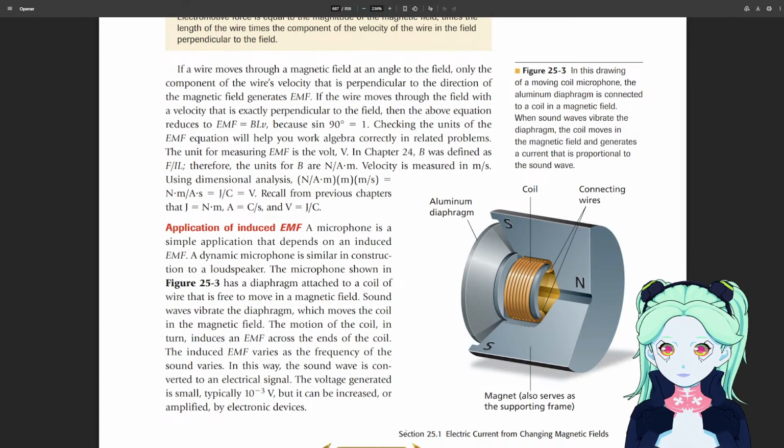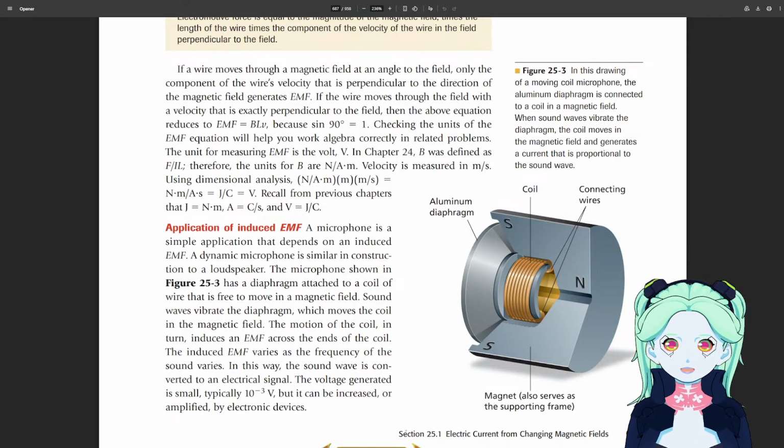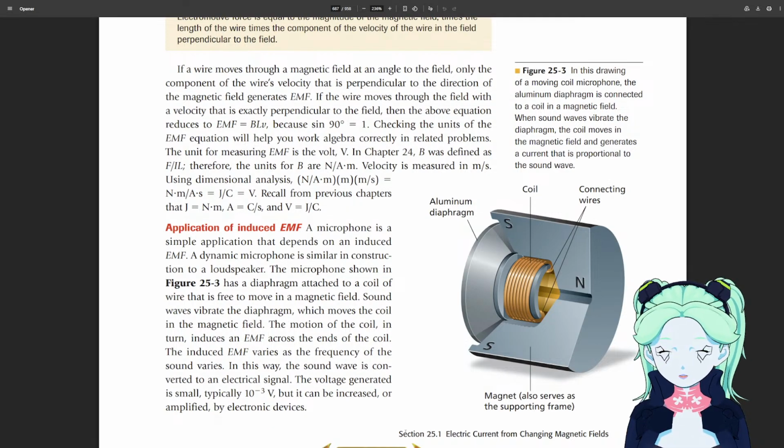Okay, so question. Can currents induced in this way be anything but AC, or are they all usually AC currents?